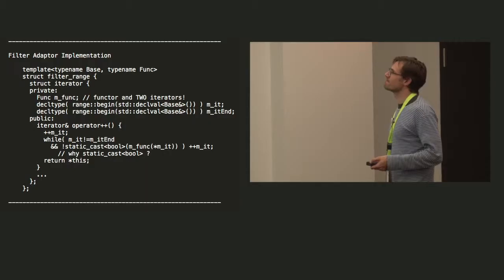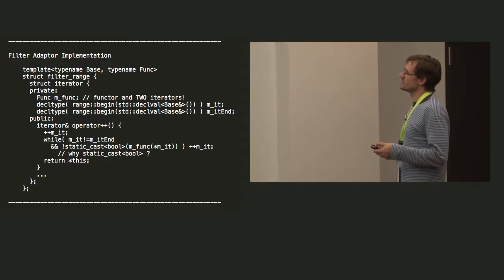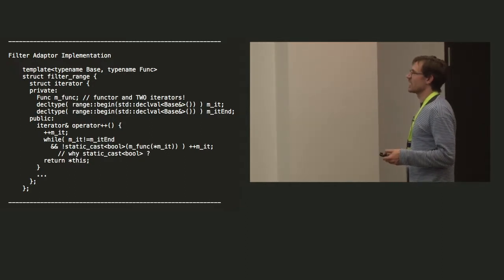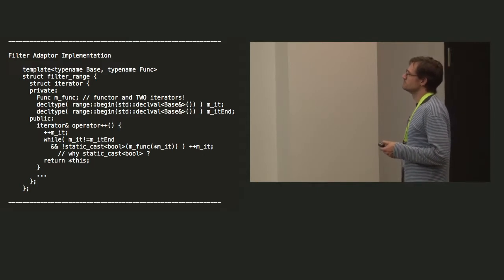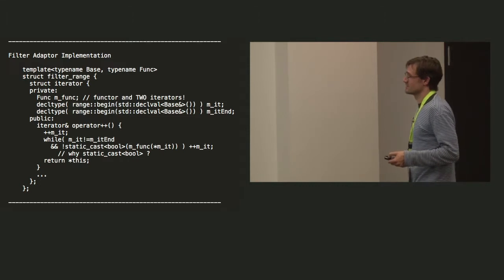Now let's see how the filter adapter is implemented. Oh, it's great. So you have an iterator again inside a filter range, and you got the functor. Yeah, we carry around the functor. That's fine. And we have the iterator. And we have another iterator. Why do we have another iterator here? Well, let's take a look why we have another iterator.